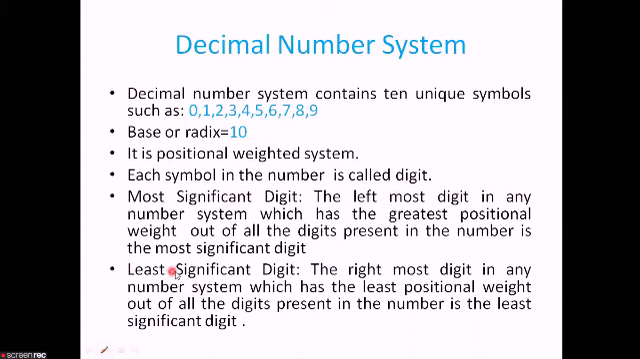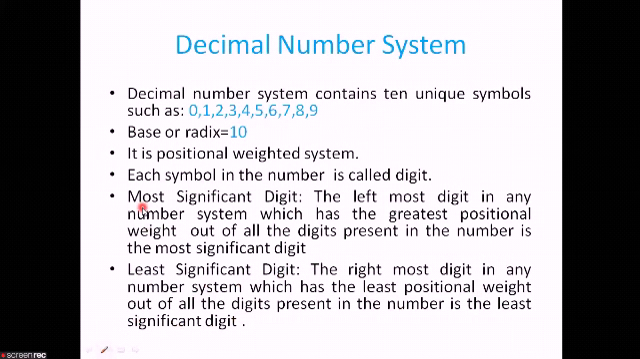Next is least significant digit. Again, this least significant digit is also very important. The least significant digit signifies the rightmost digit in any number system, which has the least positional weight out of all the digits present in the number. Now, what is the short form of MSD?